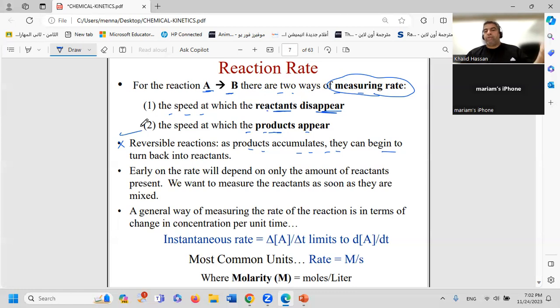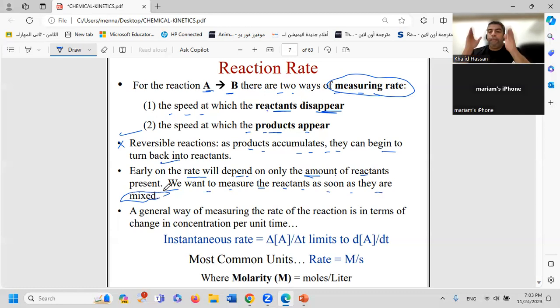Here there will be a big problem. The product is going back to reactant, so the concentration of the reactant will increase, when it is supposed to decrease, so it will give you a conflict. So if you have a reversible reaction, because this is one of the very important questions, we have to measure your speed early. The rate will depend only on the amount of reactant present. We want to measure reactant as soon as they are mixed.